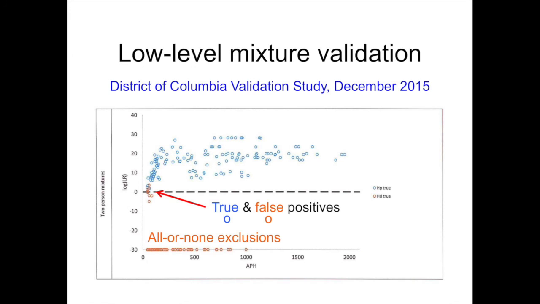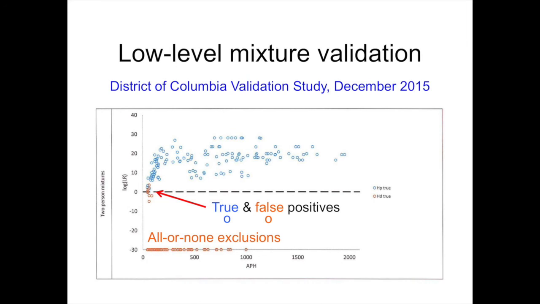There were mixture validations that were discussed as Legal Aid was getting ready for requesting, and ultimately having, its Frye hearing for admissibility. This one came from the District of Columbia. It was done in December of last year. And what the graph is showing is that as the peak heights change from, say, 0 up to 2,000, the average peak height, this is the match statistic. Above the dashed line is inclusionary, with numbers going from 10 billion and higher, exclusionary 1 in 10 billion and lower.